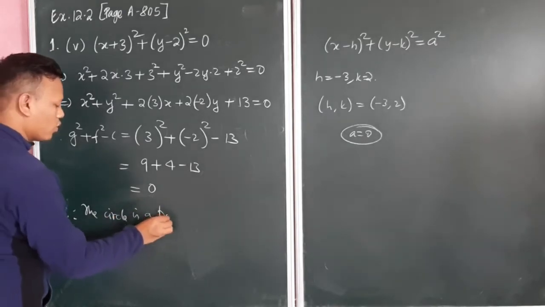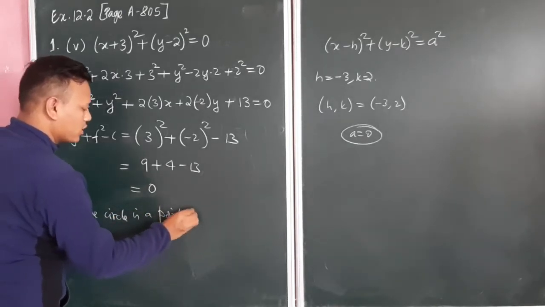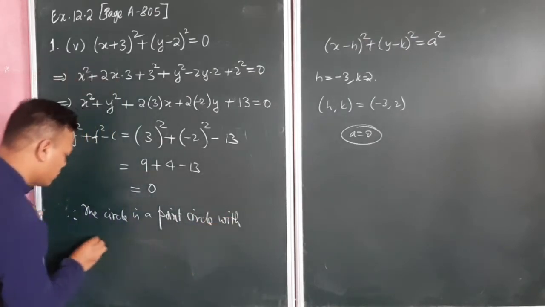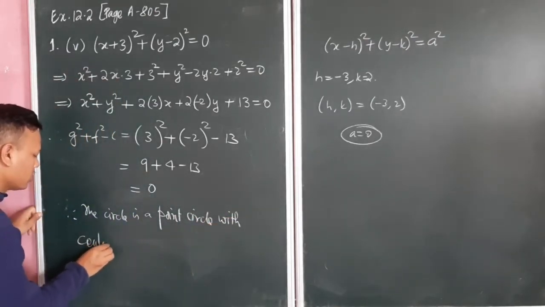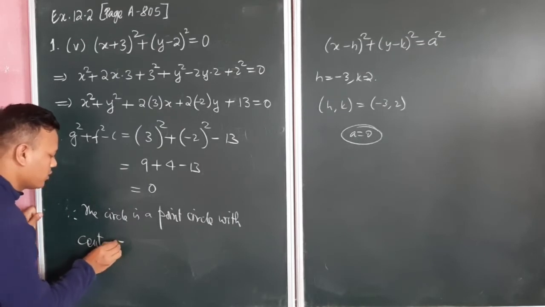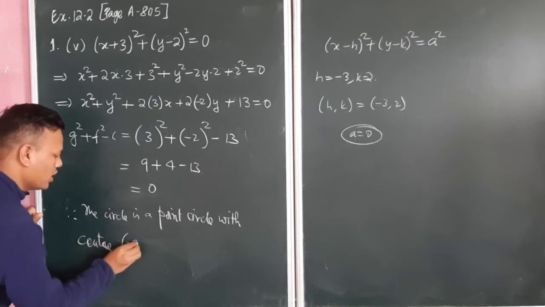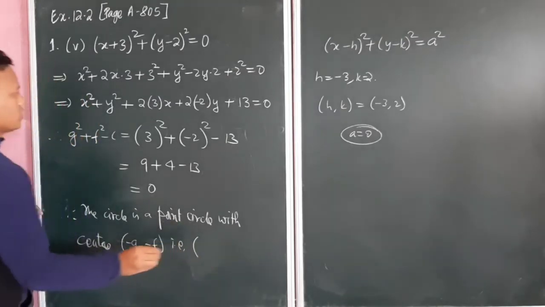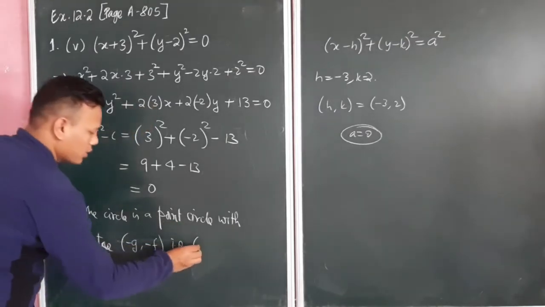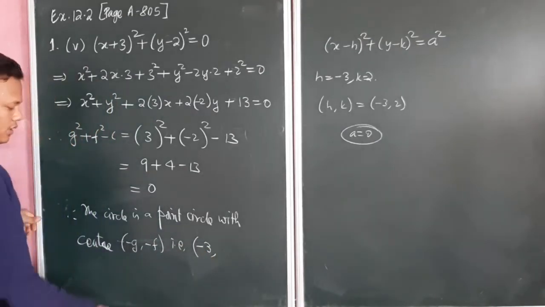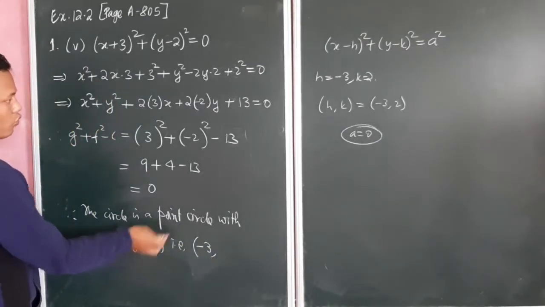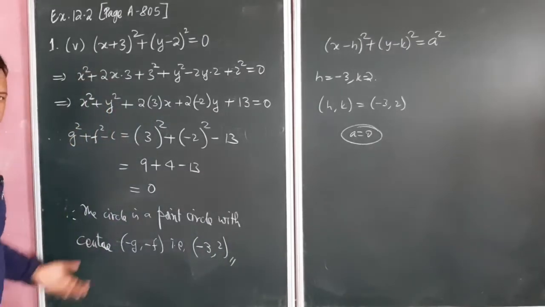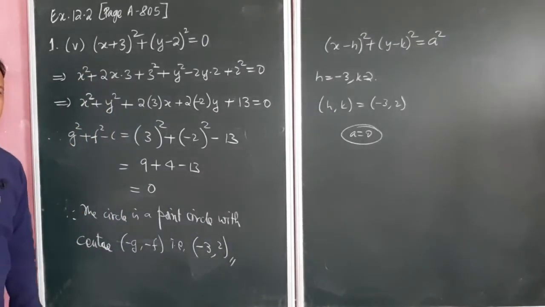So as g square plus f square minus c is equals to 0, therefore the circle is a point circle with center. Okay, so center is how much? Center has to be minus g, minus f. That is, minus g is how much? Minus g is minus 3, yes, and minus of minus 2 is 2, right? So that's what will be your answer. Pause the video to note down.